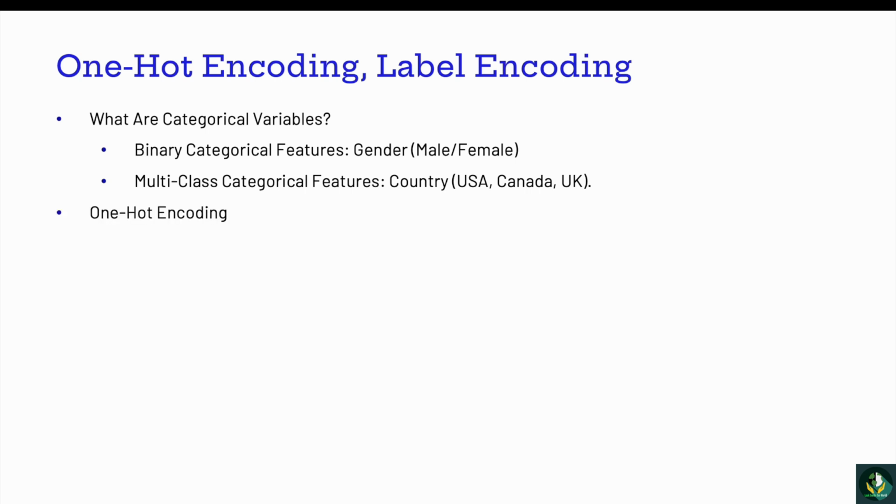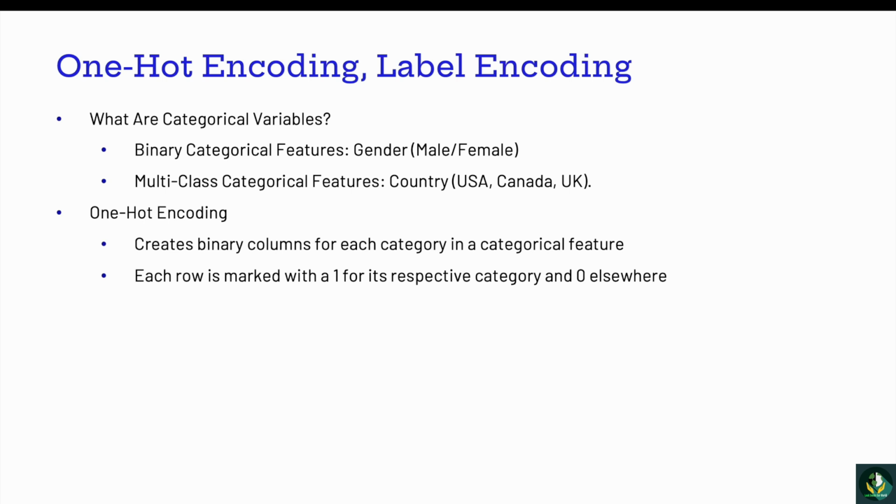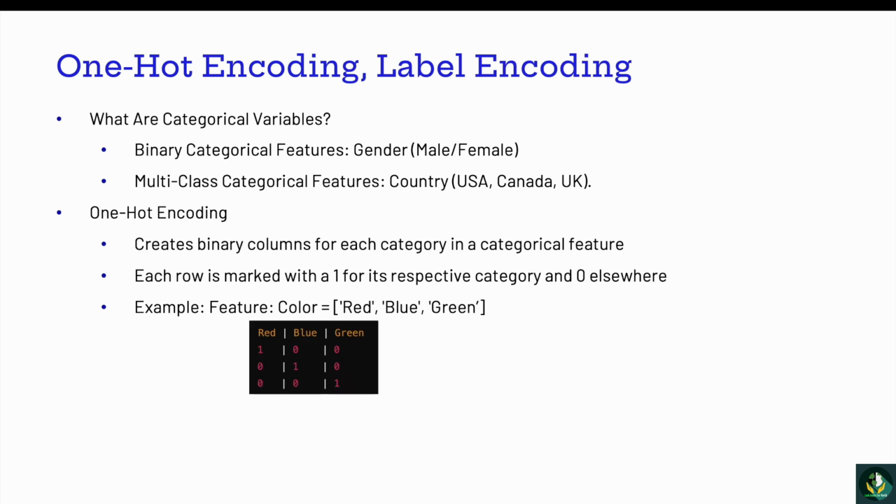So one option is one-hot encoding. One-hot encoding creates binary columns for each category in a categorical feature. Each row is marked with a 1 for its respective category and 0 elsewhere. An example can be the feature color equal to red, blue, and green. So this is encoded something like this. We have red, blue, and green. It's 1 0 0, 0 1 0. So we have three different rows, and depending on which category a row represents, it is marked as 1, whereas the others are marked as zeros.